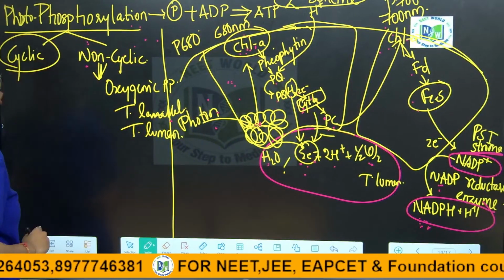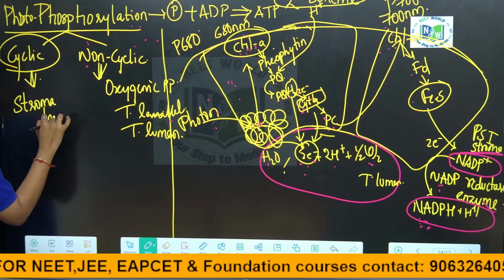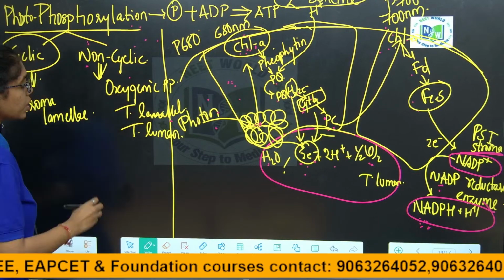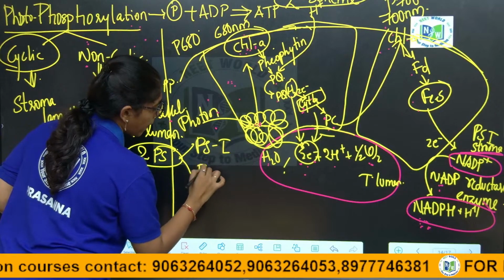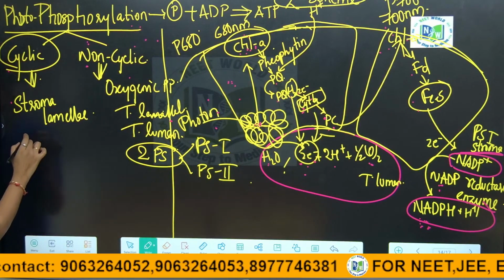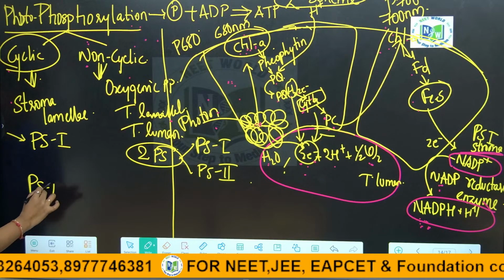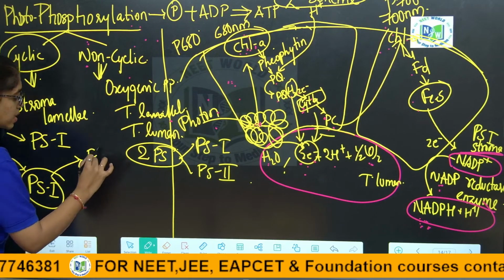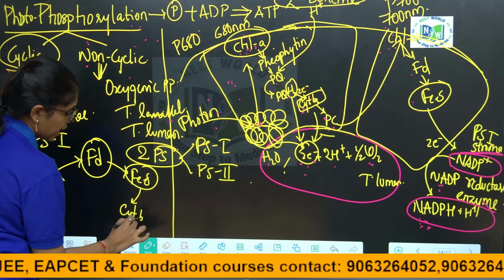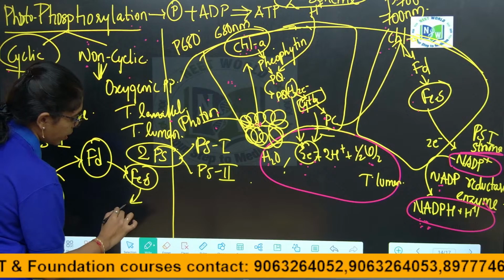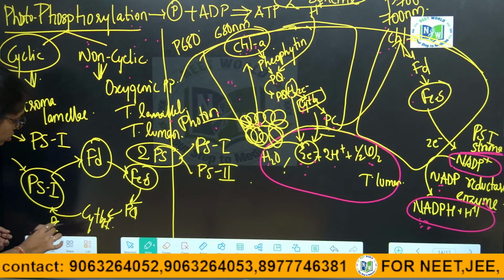Now, cyclic photophosphorylation is conducted in stroma lamellae. Non-cyclic photophosphorylation includes 2 photosystems, both photosystem 1 and photosystem 2. Here cyclic photophosphorylation includes only photosystem 1, where photosystem 1 takes the photons and gives them to the primary acceptor, that is ferredoxin, then to ferrous sulfur complex, then plastoquinone, to cytochrome B6F, then again to plastocyanin and PS1.